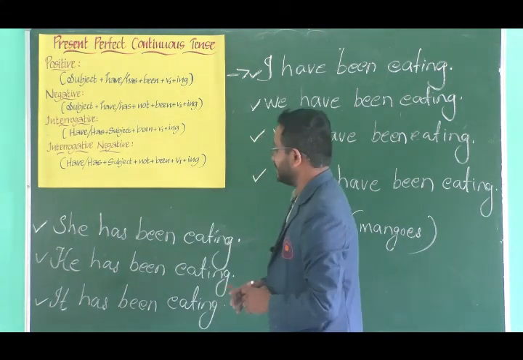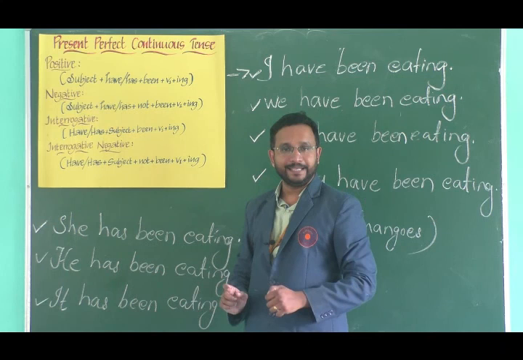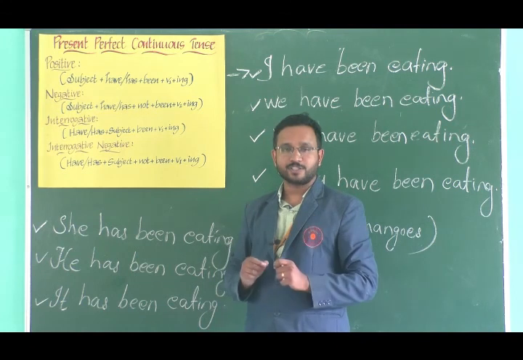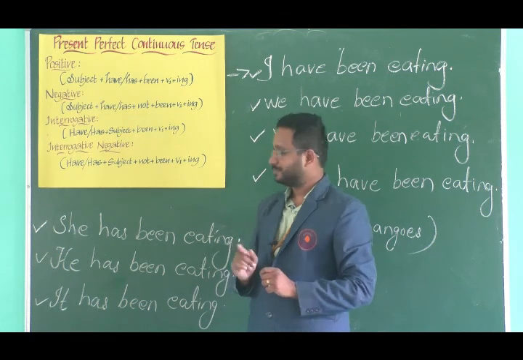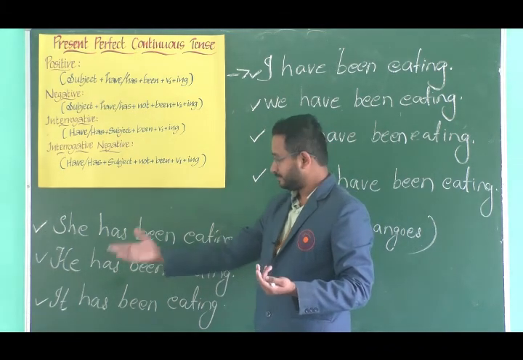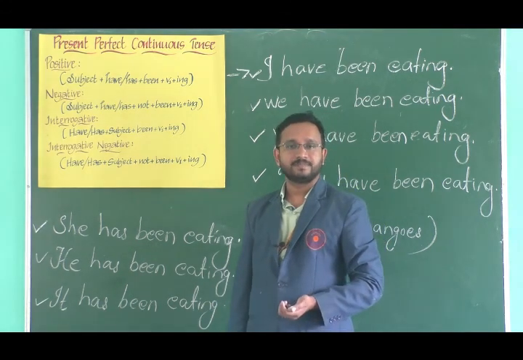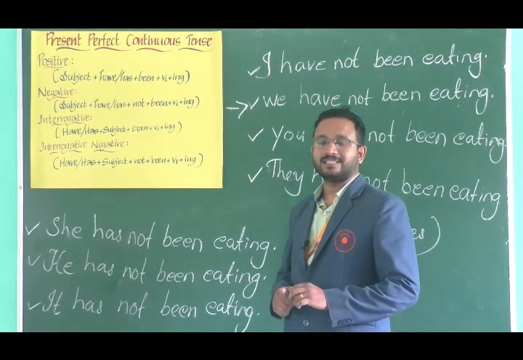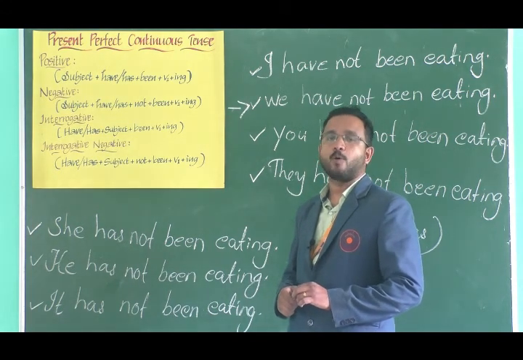Now, has been. She has been. He has been. It has been. The personal pronoun, third person, singular. Has been eating mangoes. He has been eating. It has been eating. So, I hope it's clear to you. Yes, dear students. Now let's go with the second form.